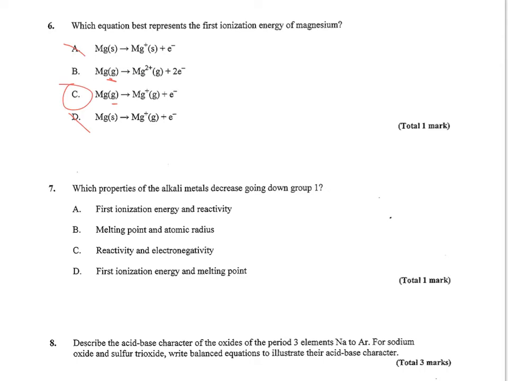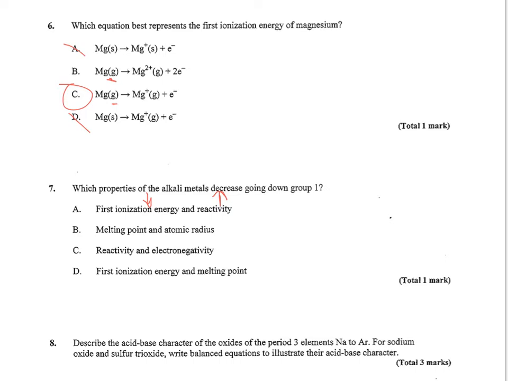Number 7 wants to know which properties of the alkali metals decrease going down group 1. And A says first ionization energy and reactivity. Well, first ionization energy does decrease as the atoms get bigger, but the reactivity increases because the atoms are bigger and more likely to lose those electrons.